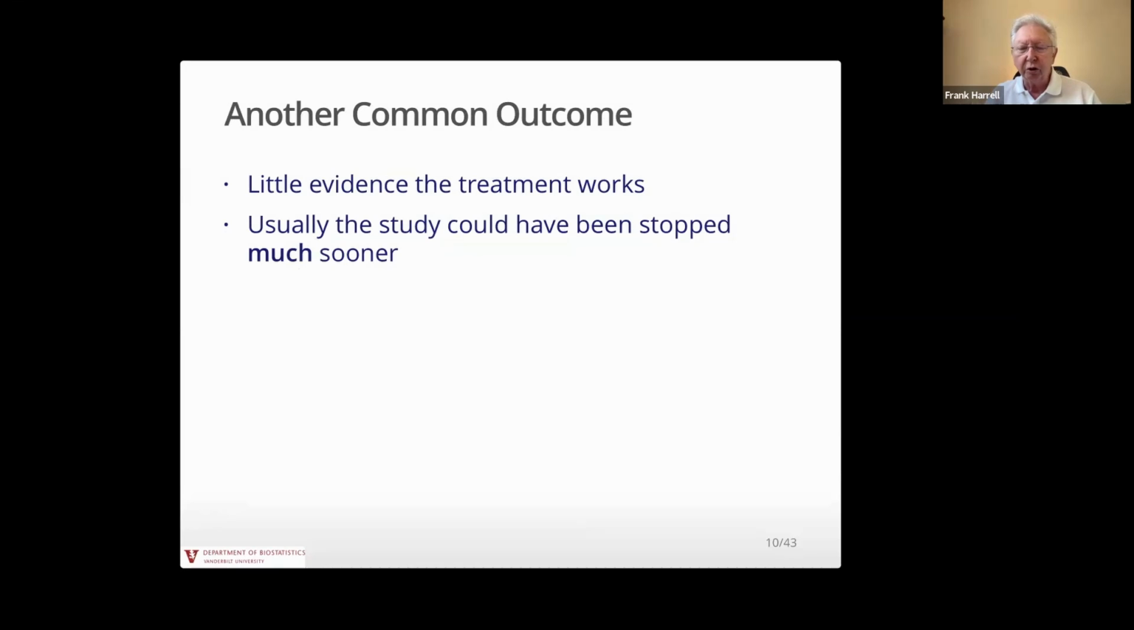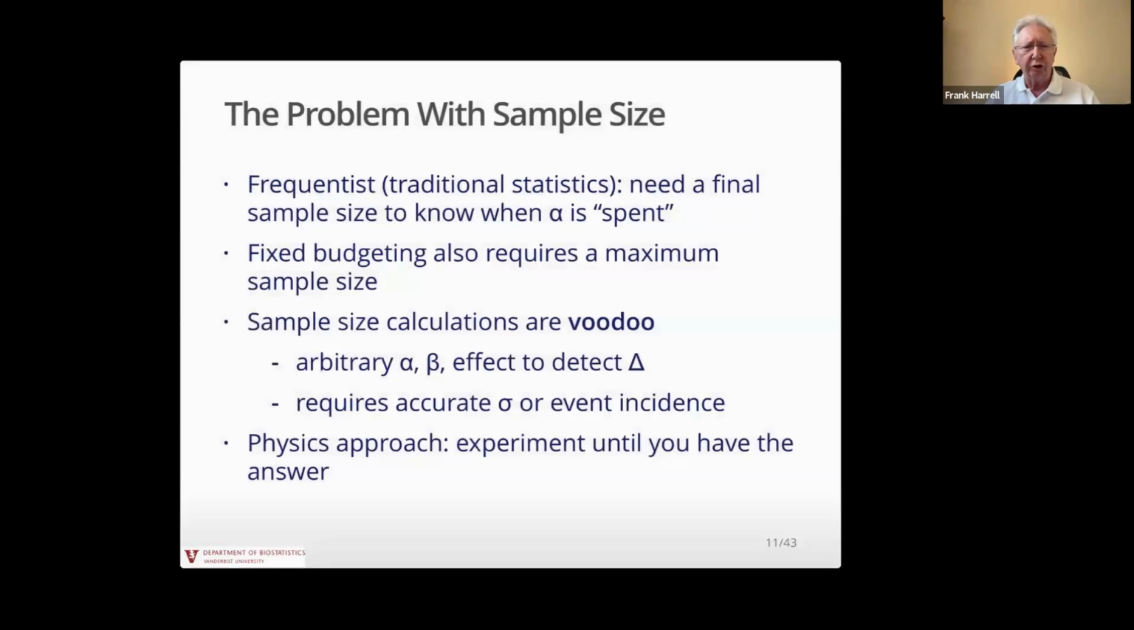So if something is not going to succeed, the earlier you fail, the better. And this is one of the biggest ways where Bayesian design has an impact, stopping earlier for futility. Don't waste the money if you're not going to have much of a chance of treatment benefit. So in the traditional world, you need a final sample size to know when your alpha is spent. And the idea of spending alpha is at the root of a lot of the problem.